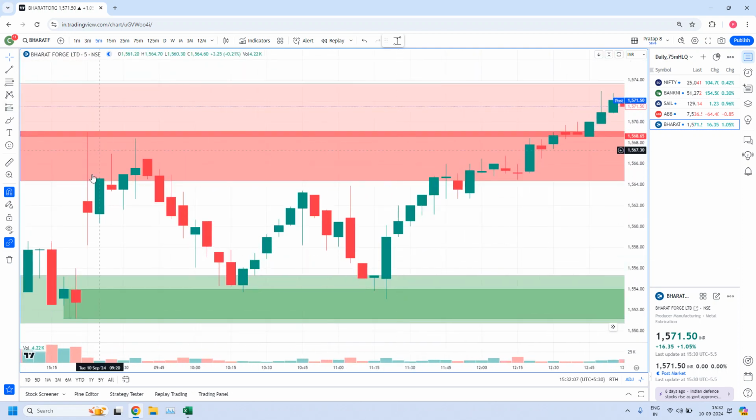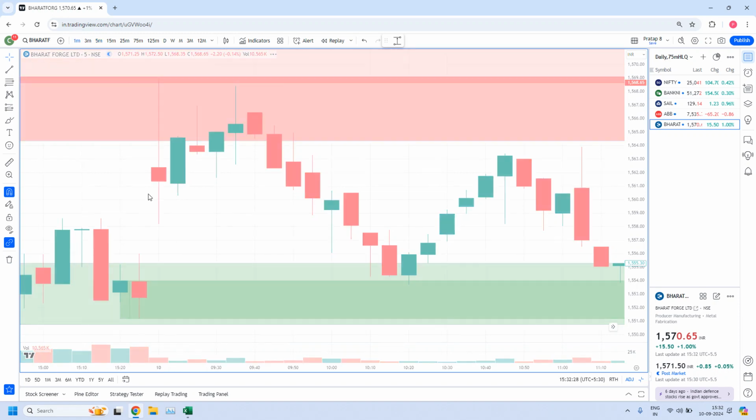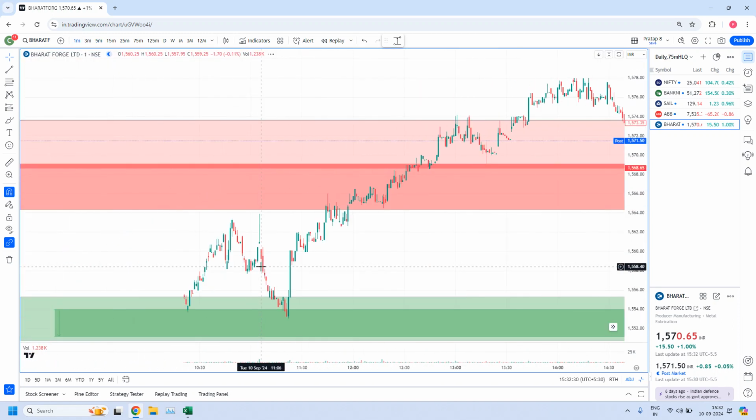But today we got the trade in this candle. This is not a 9:15 1 minute candle, this is the 9:15 5 minutes candle. At 9:16 we got the trade. So definitely our trade would have been 100% executed. Let me go to the 1 minute time frame so that you will get clarity.